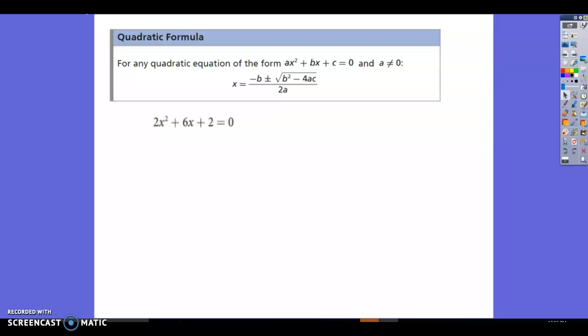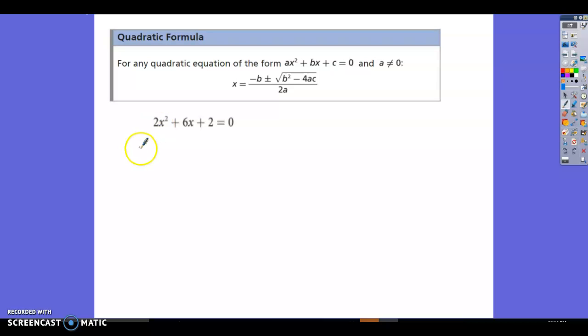Lesson 18.3, we're going to do another example just to make sure you've got good practice on using the quadratic formula. Quadratic formula can be used when it's in the form ax squared plus bx plus c equals 0. So when it's in standard form, you can use the quadratic formula.